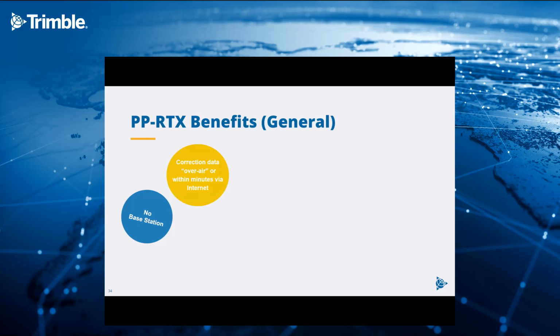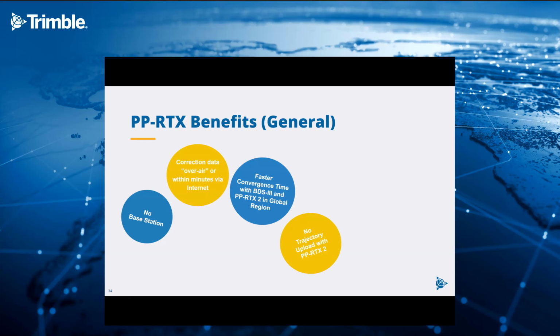You can retrieve the correction data over the air or within minutes via the internet. We have a faster convergence time with BeiDou3 and PP-RTX2 in the global region, and not only a faster convergence time, but also better performance. There is no trajectory upload anymore when using PP-RTX2. It's only the download of the correction data from the server. And the whole thing obviously improves your efficiency and productivity. You can consider PP-RTX as a single button function.